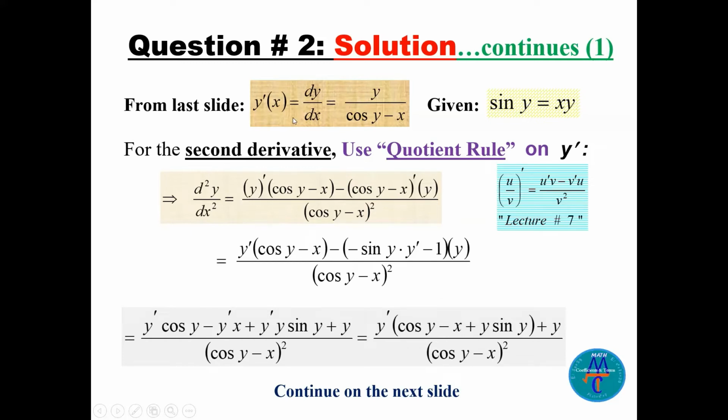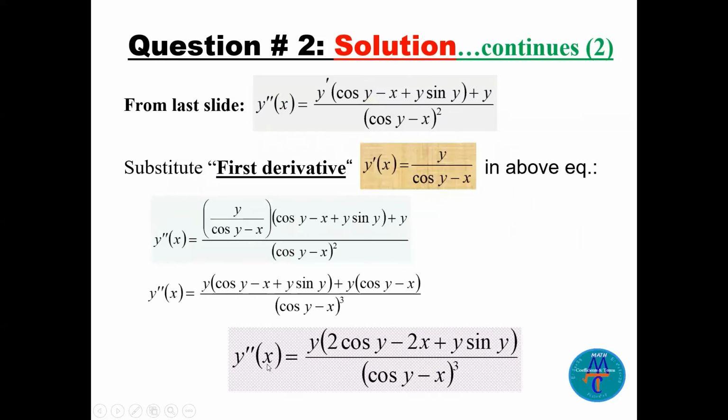So I have to get y prime and replace it here. So y prime is y divided by cosine of y minus x, times all this: cosine of y minus x plus y sine of y, and after the bracket, we have plus y. Okay, now we have cosine of y minus x. This is the denominator here, same as this cosine of y minus x squared. So we multiply by the reciprocal, 1 over this. It will be cosine of y minus x cubed.